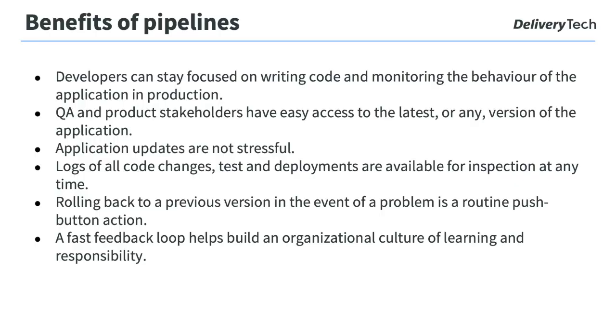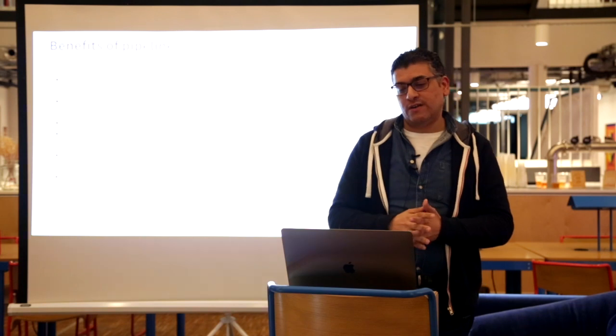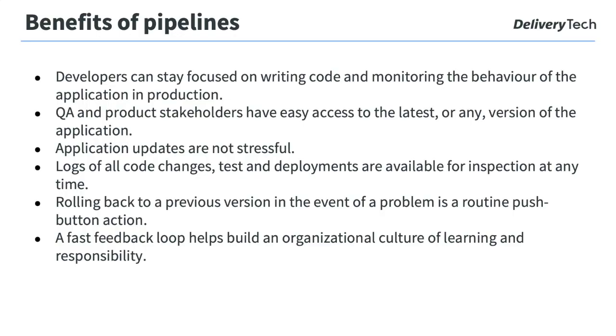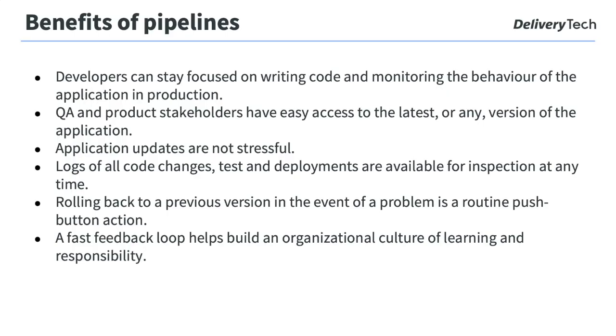As we see, the benefit of the pipeline is that developers now focus more on their work. They don't worry about deployment and testing; everything is in place in one pipeline. They can focus on code quality and monitoring the application's behavior. QA and product stakeholders can now access the latest version or any version of our application from HockeyApp, for example, download it, test it, and check whether the features are implemented, like the documentation or what the customer sent us. Application updates are not stressful, so we can update our application with one workflow.